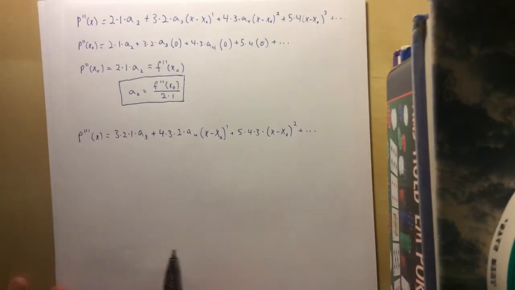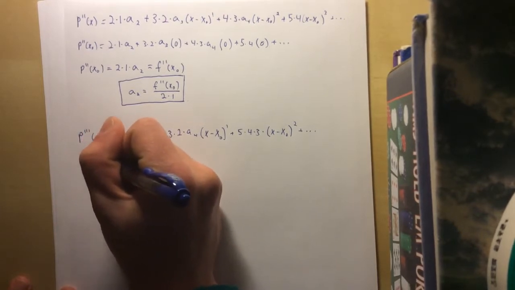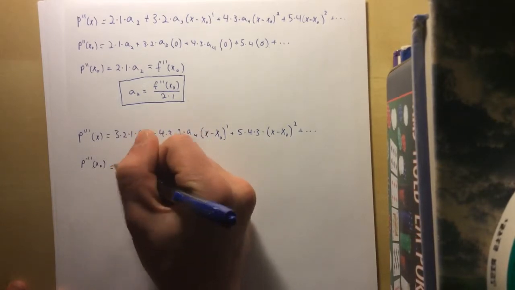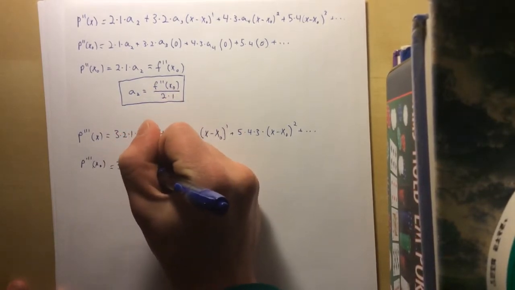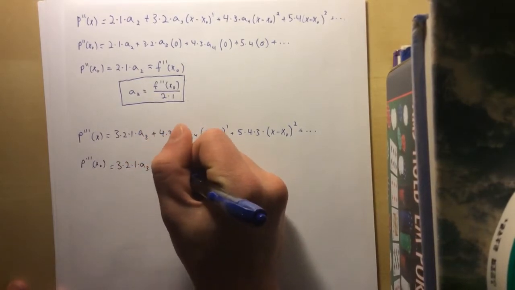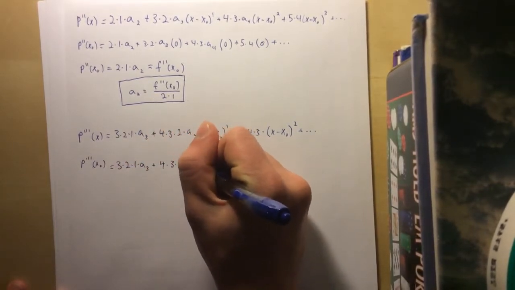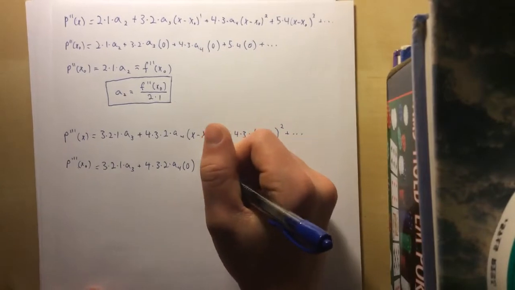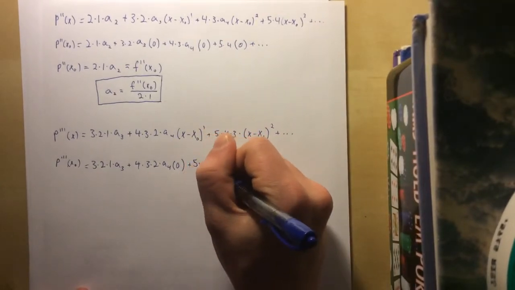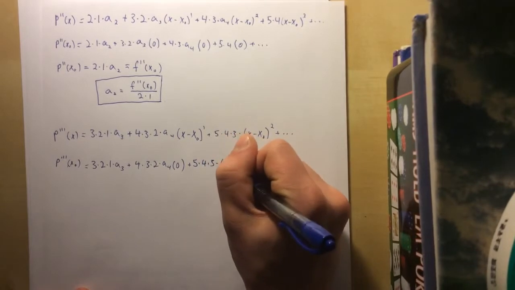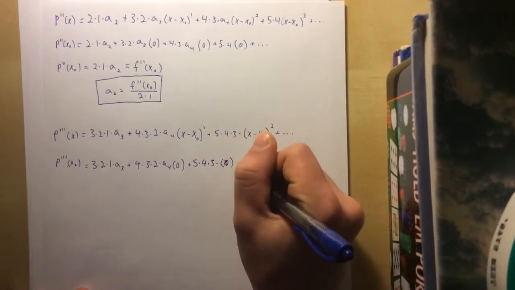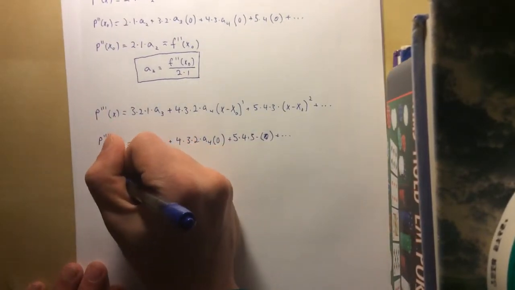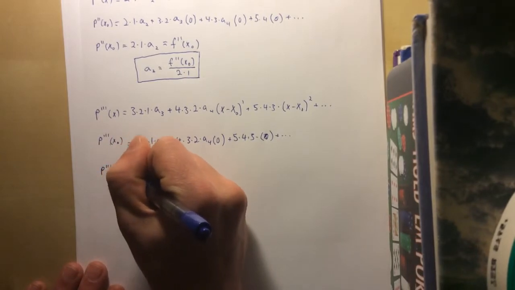And once again, notice that the third derivative of our representation at x naught is equal to 3 times 2 times 1 times a sub 3 plus 4 times 3 times 2 times a sub 4 times 0, because once again, x naught minus x naught is 0. Write the next term. There. That's 0. That goes on. And since all these are 0, we don't have to write them.